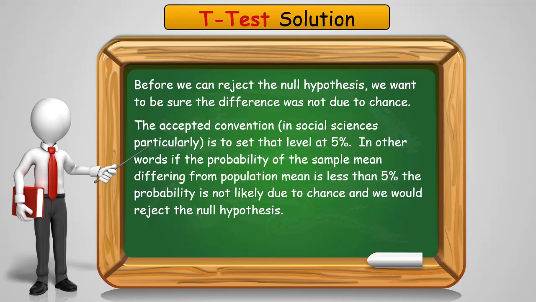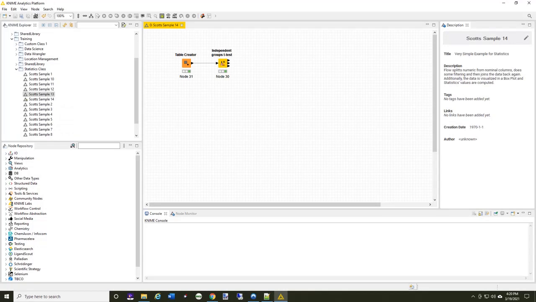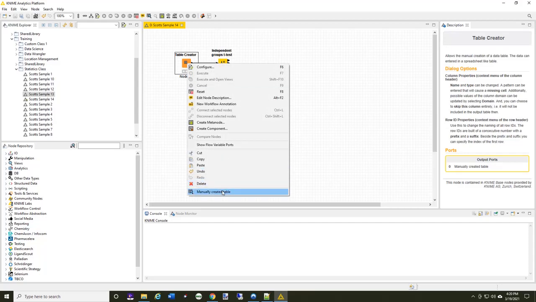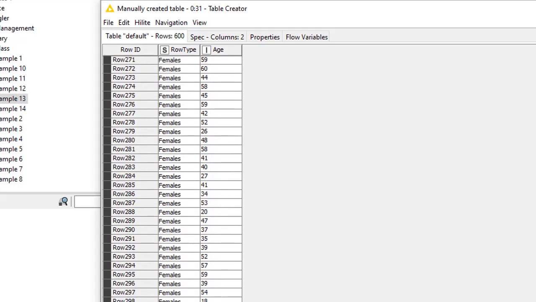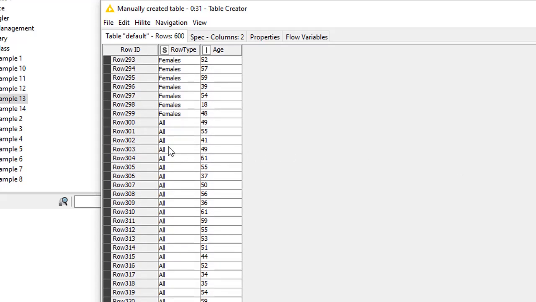So let's take a look at how I would go about doing this in KNIME. All right, in my KNIME example here, I've used the Table Creator node, and I've created some sample data. What I've got here is a group. I've got a column called row type, and it has values of females and their ages. And if I scroll down farther, I can also get a group that I call the row type of all, which represents the population, and their ages.